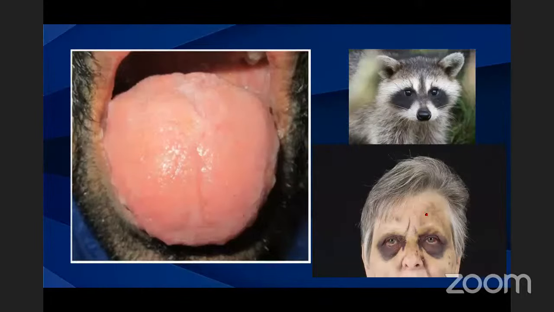Apart from that, remember, amyloid has a tendency to deposit around blood vessels, and it can cause periorbital ecchymosis, that is panda eyes. That's very typical of amyloidosis. And macroglossia is also a classical feature of primary amyloidosis, right?